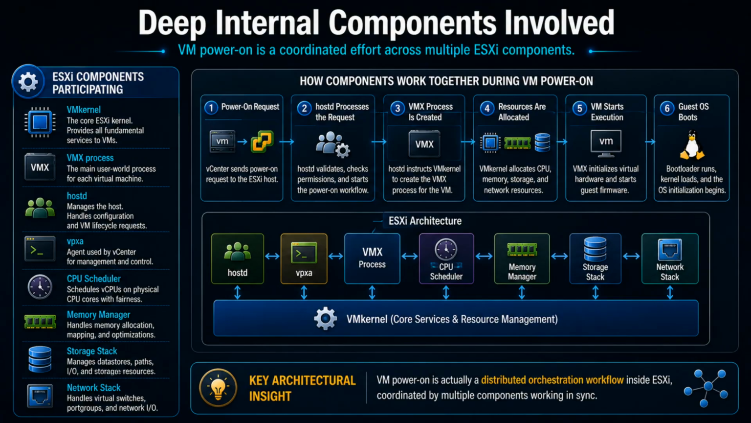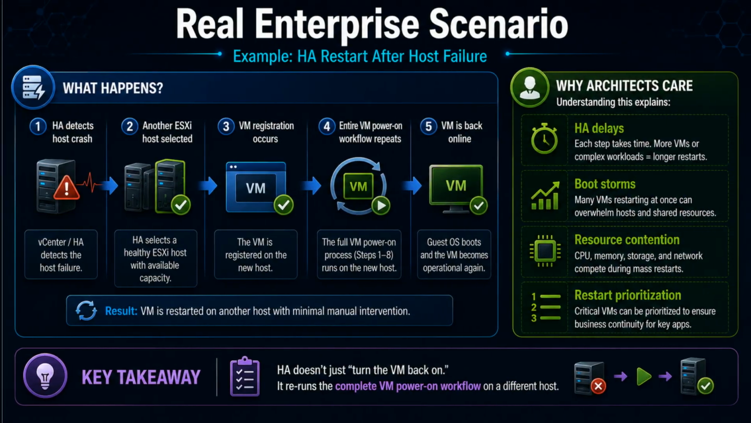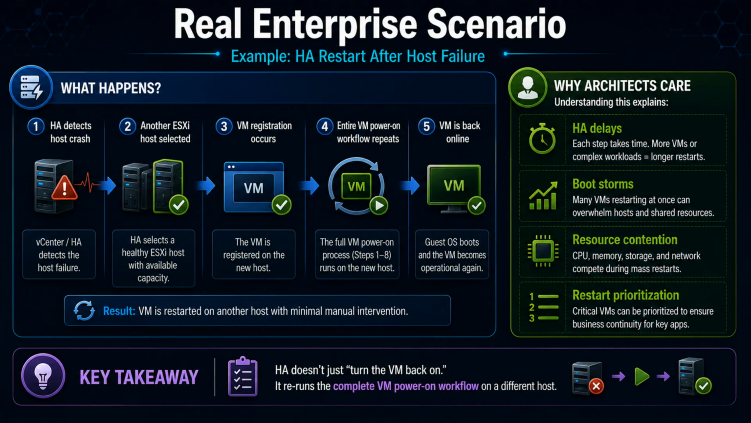Now, let's see how this knowledge becomes critical in real production environments. This entire workflow becomes critical during HA failovers. When a host crashes, VMware HA detects the failure and selects another ESXi host. The VM gets registered again, and the complete VM power-on workflow restarts from scratch on the new host. This explains HA delays, boot storms, resource contention, and restart prioritization during enterprise outages.